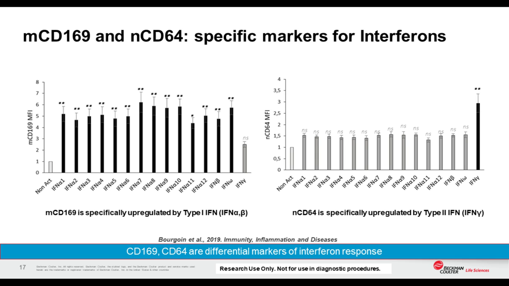Our data demonstrates that the upregulation of these markers is very specific to the type of interferons used, as seen from the figures. In vitro experiments showed that type 1 interferon specifically induced the expression of CD169 on monocytes and not interferon gamma, which is the type 2 interferon. Similarly, interferon type 2, that is interferon gamma, upregulates neutrophil CD64 expression specifically and not any of the interferon alphas or betas. The two markers are thus able to differentiate the interferon response in a rapid flow cytometric test.